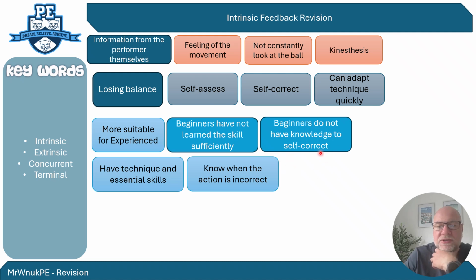so they can't self-correct. And elite performers have more of those essential skills and techniques to be able to compare it to and know when they're doing the correct action. So they have the schemas, they have the motor programs in place that they can compare it to. And you can link in things like DCR and things like that to see whether it's working.